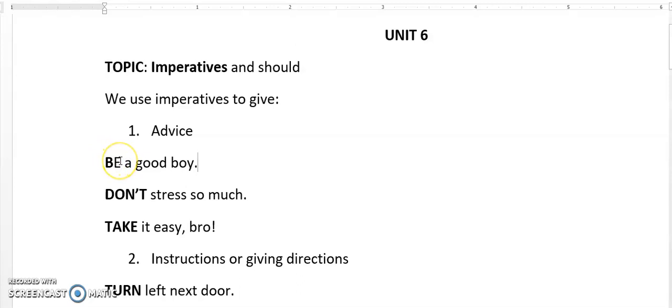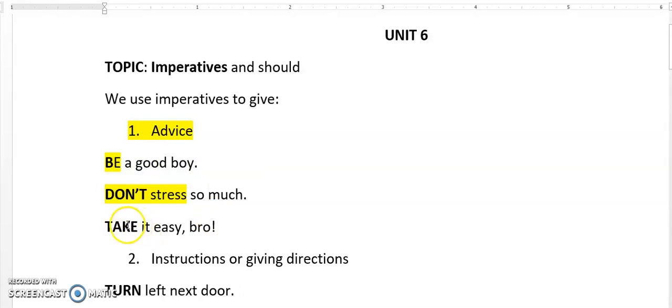So here we are going to start with imperatives for advice, imperativos para dar consejos. So here we are going to find some examples that we have over here. Be a good boy. Sea un buen chico. La forma negativa para ser imperativos es el auxiliar don't. So here we have an example. Don't stress so much. No te estreses mucho. Como ven, tenemos que poner el verbo en forma base para formar imperativos.